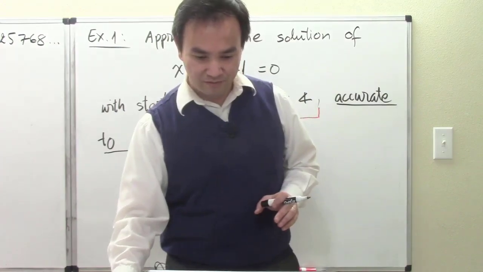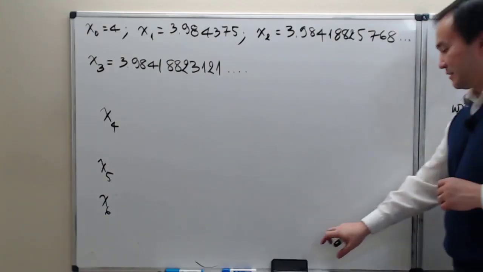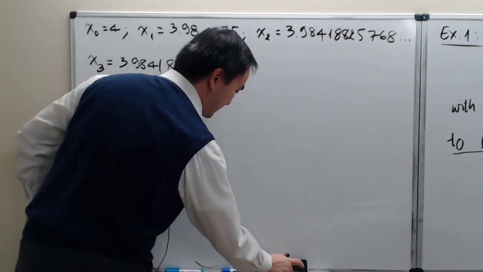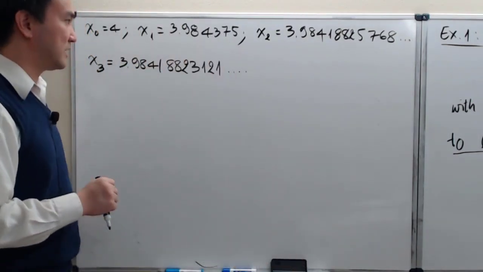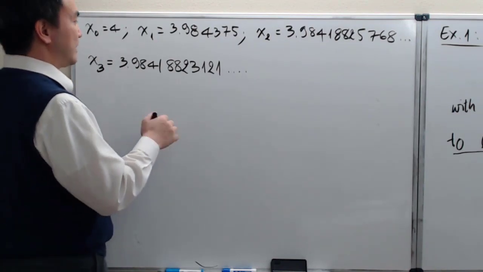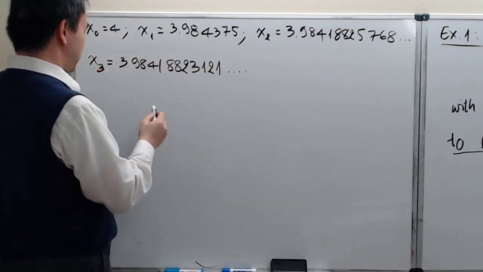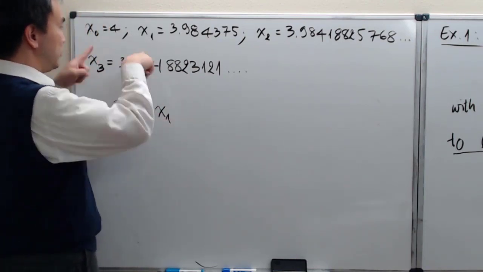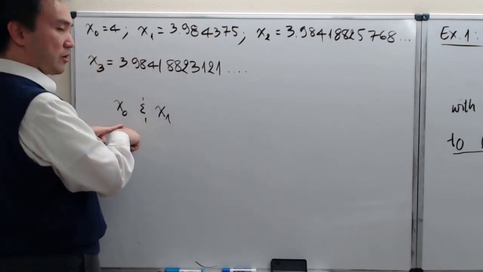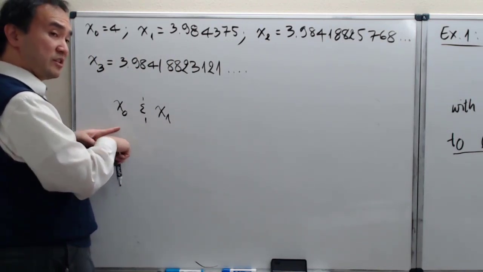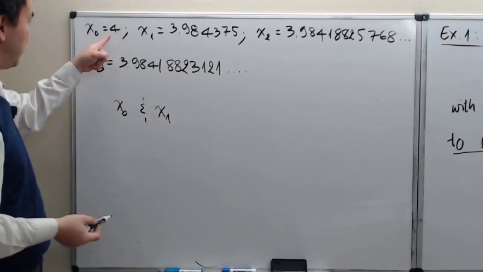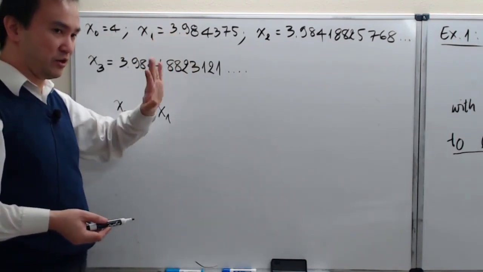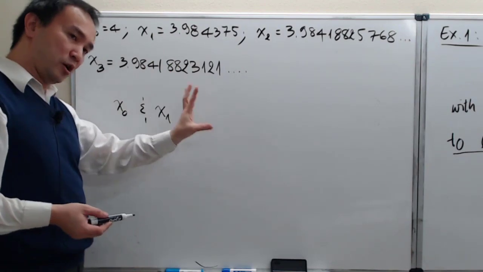And so here's the thing, the good rule of thumb for this. We want 6 decimal places accuracy. So that means, think about it, any of these 2 steps, think about x0 and x1 right here. Do these 2 steps agree up to 6 decimal places? No. This is 4. This is 3.98. It's already off by the first decimal. So we don't want to stop here. We want to go further.